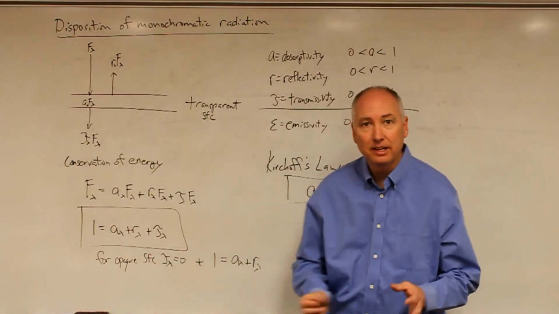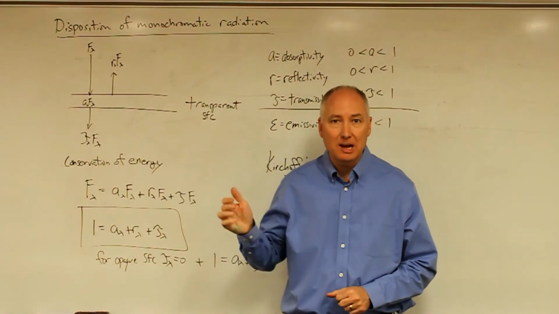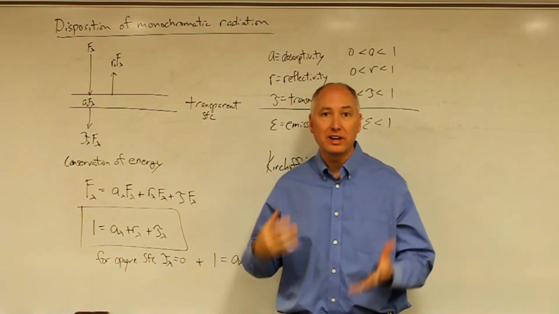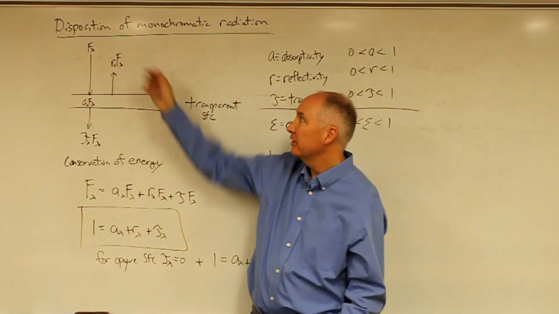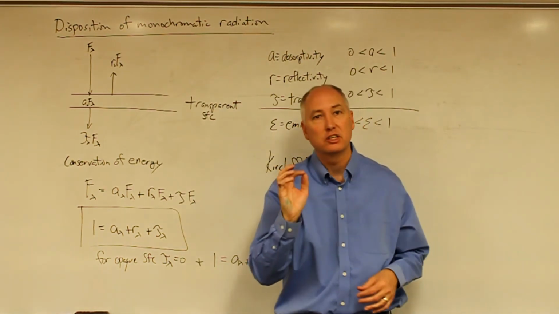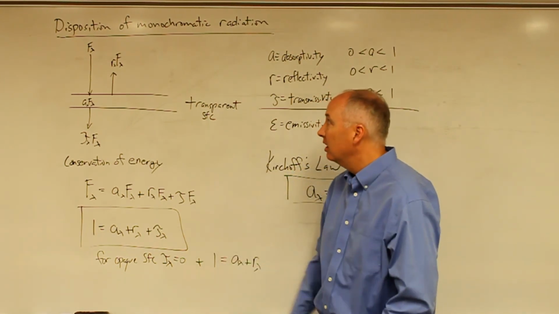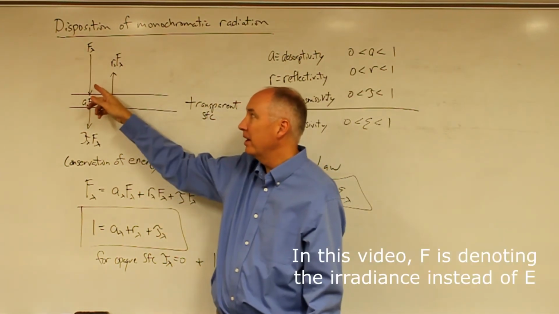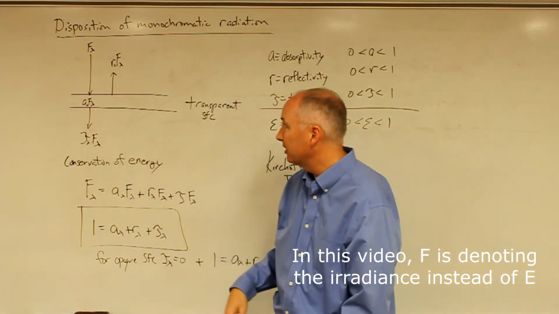Now that we have a good handle on how much radiation we receive at the top of the atmosphere, we're going to start to look at what happens when that radiation enters into the Earth's atmosphere. So we're going to look at the disposition of monochromatic radiation. By monochromatic, we're talking about a single wavelength. And then you can expand that to multiple wavelengths. So we have an incoming irradiance from the top of the atmosphere. That could be S if you want to think of it that way.